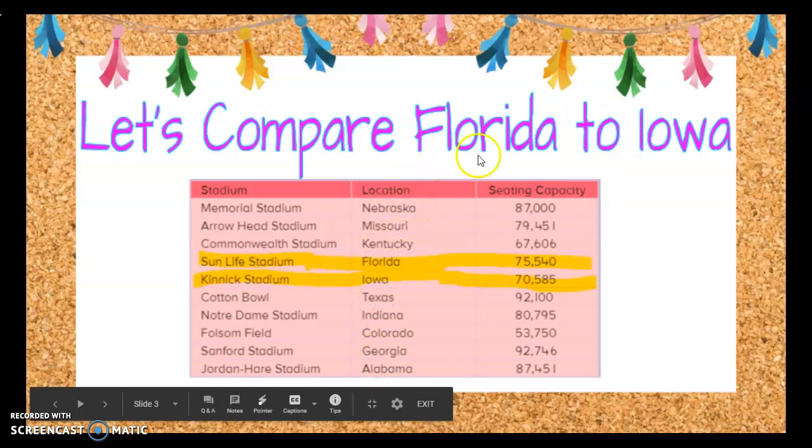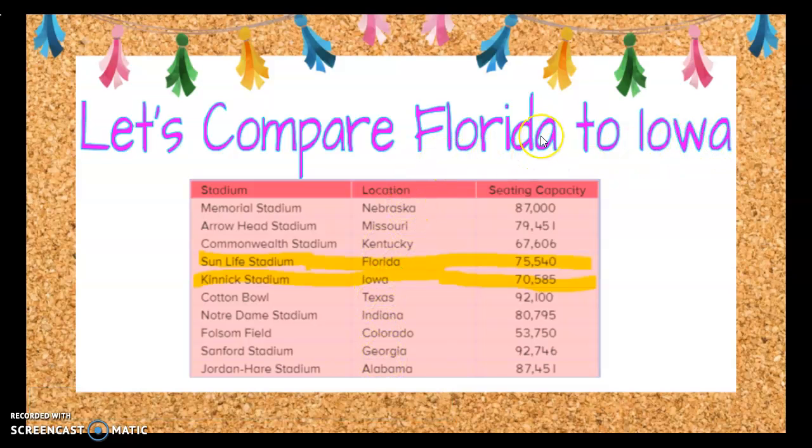So when you hear the words Florida and Iowa, those are names of states. So that means I'm going to look for location, and I'm going to look until I find Florida and Iowa. And the last column is showing us the seating capacity of those states. So Florida has a seating capacity of 75,540, while Iowa has a seating capacity of 70,585. So let's compare.